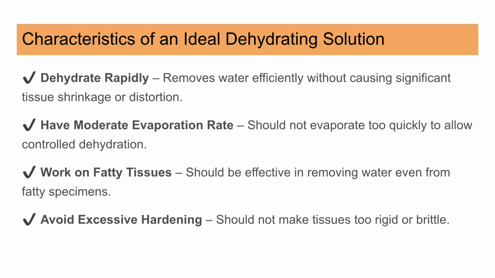Characteristics of an ideal dehydrating solution. A dehydrating solution should dehydrate rapidly, removing water efficiently without causing significant tissue shrinkage or distortion. It should have a moderate evaporation rate and should not evaporate too quickly, to allow controlled dehydration. Also, it should work on fatty tissues. It should be effective in removing water from fatty specimens and should avoid excessive hardening of the tissue. It should not make the tissues too rigid or brittle.